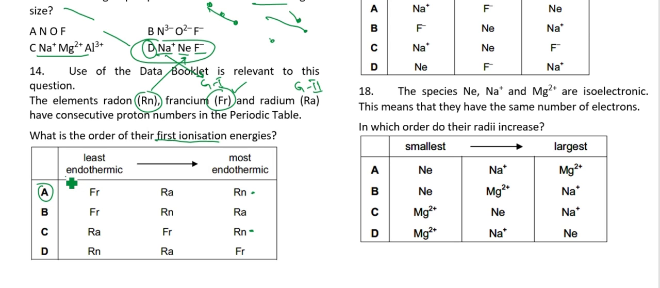No need to worry about most endo or less endo. Just focus on how much energy they need to remove. Francium is the most reactive, so we can say least endothermic, and radon will be most endothermic.